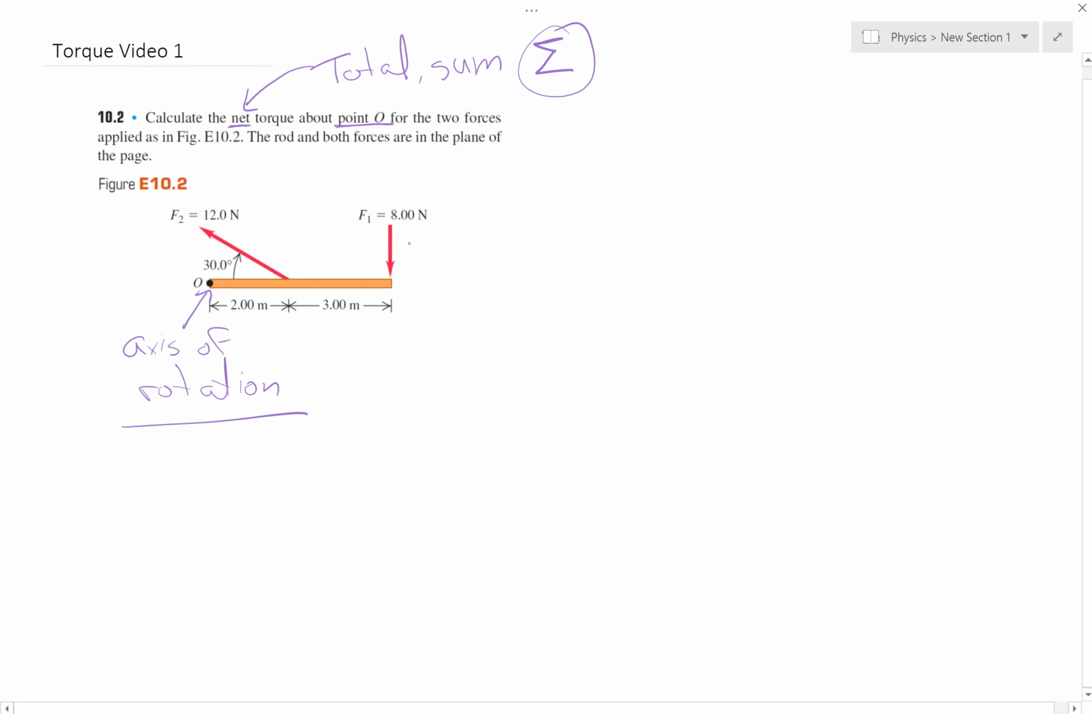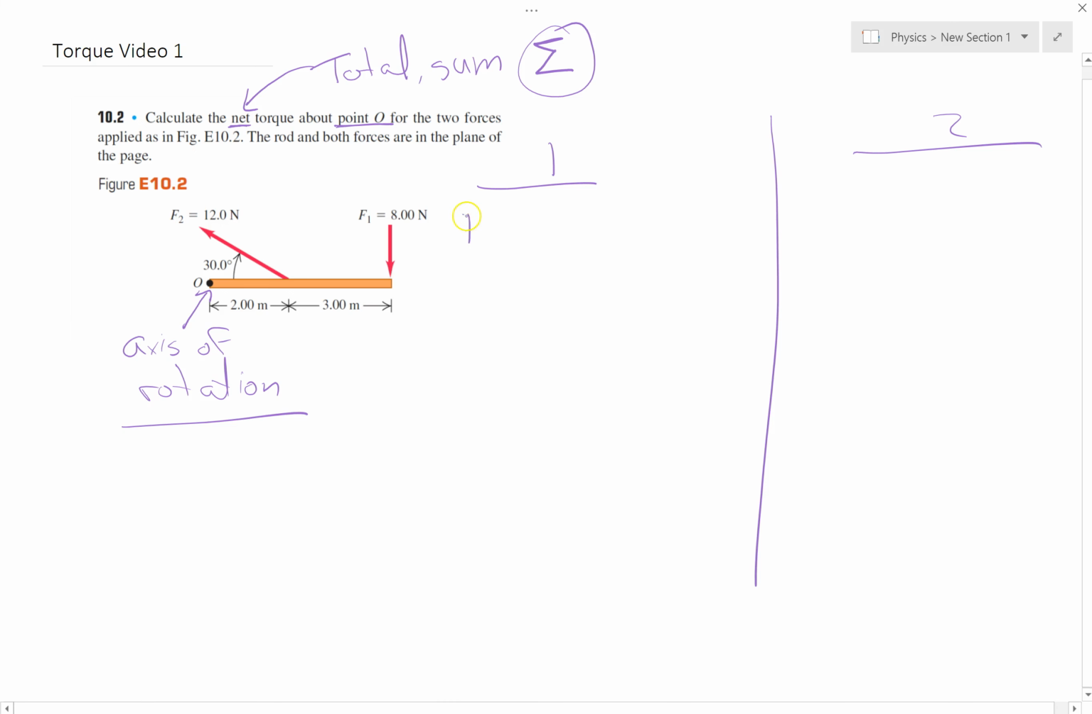These two forces are going to make this rod system rotate around that point O. So I'm going to do this in two columns because I've got these two forces. I'm going to look at force 1, and then I'm going to look at force 2. For force 1, I'm just going to make our table of our knowns and our unknowns.